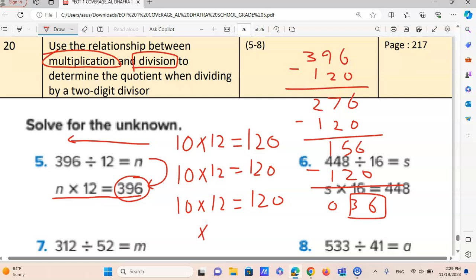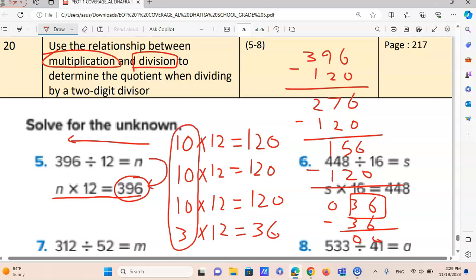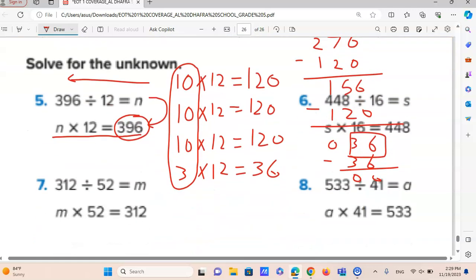What number do I multiply by 12 to get 36? It is 3. 3 times 12 equals 36. Now subtract 36. So I got 0, 0. Now I finished. I should add all of these numbers. I use them to multiply by 12. You can add them together. You can say 10 plus 10 plus 10 plus 3. So the answer is 33.